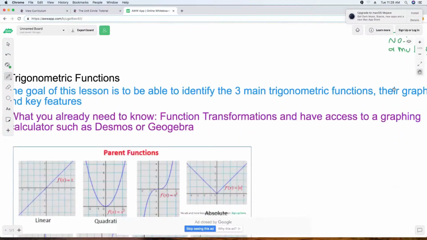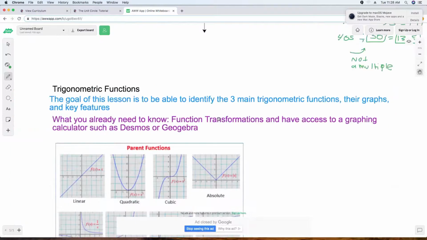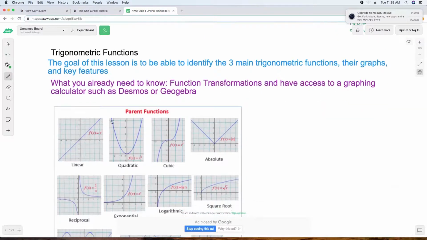And you're gonna learn what their graphs look like and their key features, like amplitude and the period. Now, something that you should already know is how to transform functions, like the vertical shift. What else? The horizontal shift. And also, you need to have access to a graphing calculator like Desmos or GeoGebra.